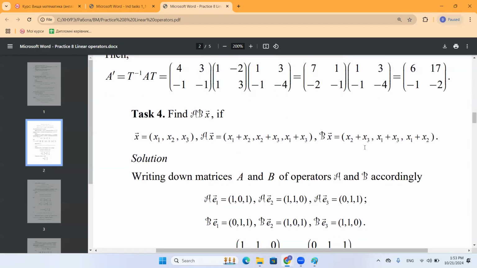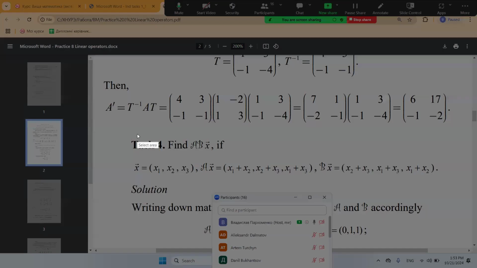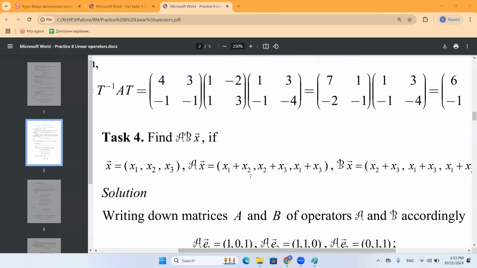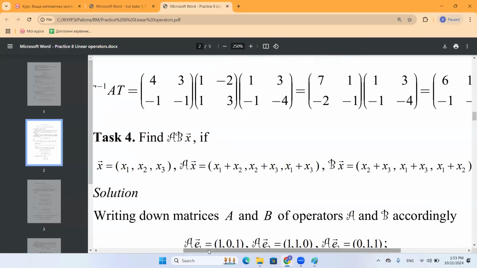Very interesting task. So we need to find a product of two operators. And I have a question. What does the product of linear operators mean? So just any operators, even if not necessarily linear.